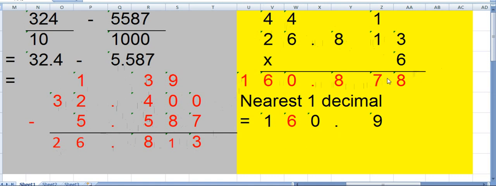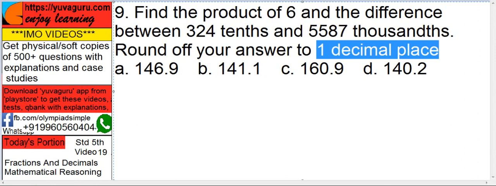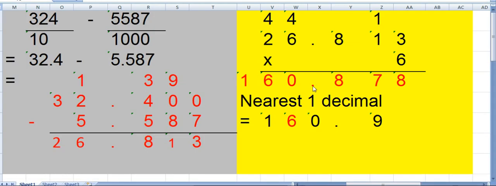But we are again asked for the nearest one decimal place. One decimal place means after the point only one number. Now this number should be 8 or 9. If the next number, the second number, is less than 5, then this number remains 8 only. If it is 5 or greater, then this number goes up by one. It becomes 9. So the answer is 160.9.